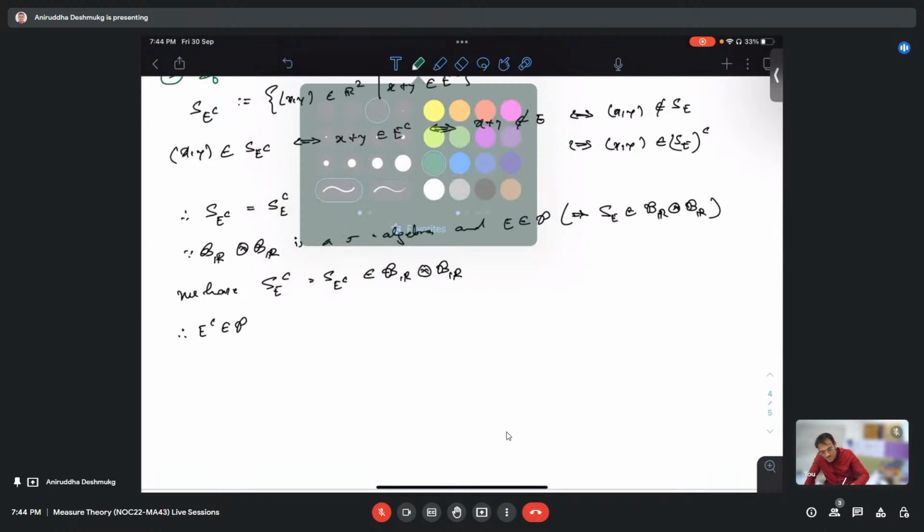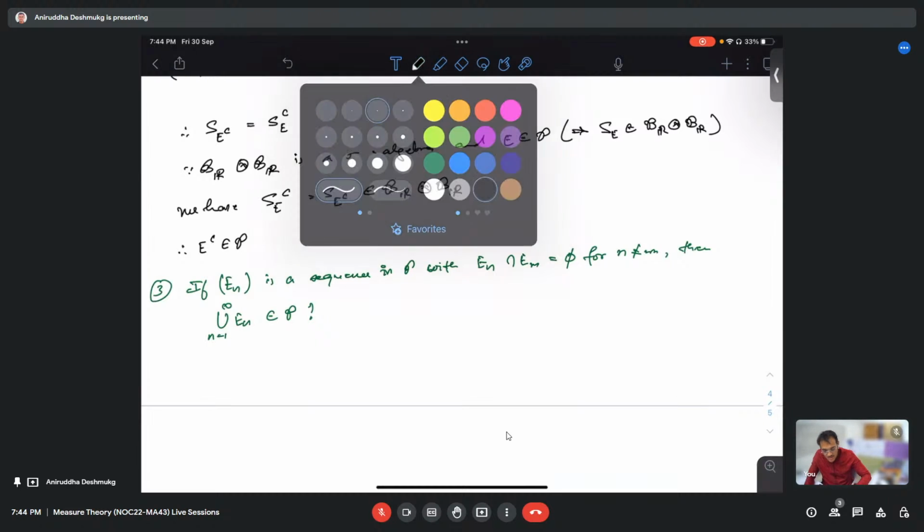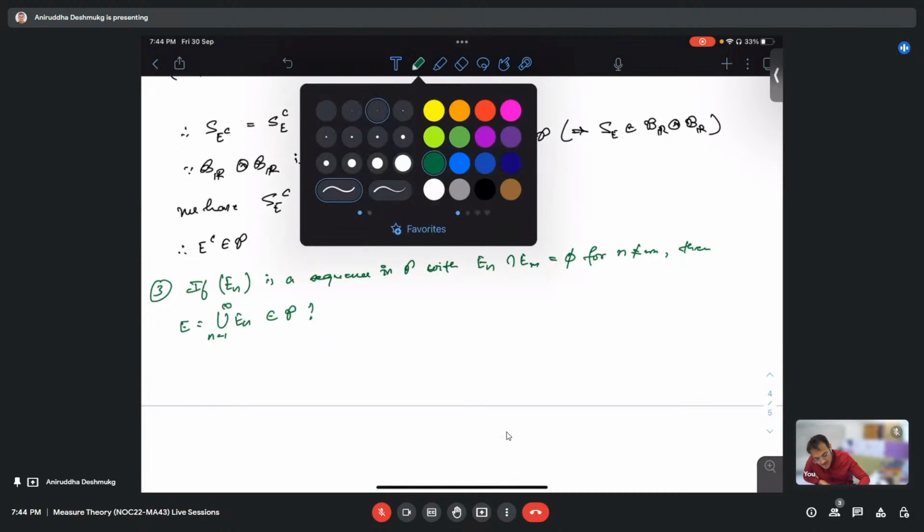Now the third thing we need to check is that if En is a sequence in P with En intersection Em is empty for n not equal to m, then union of Ens is again inside P. So we need to see this. So for this, let me just denote this as E. That would be a better thing to do.